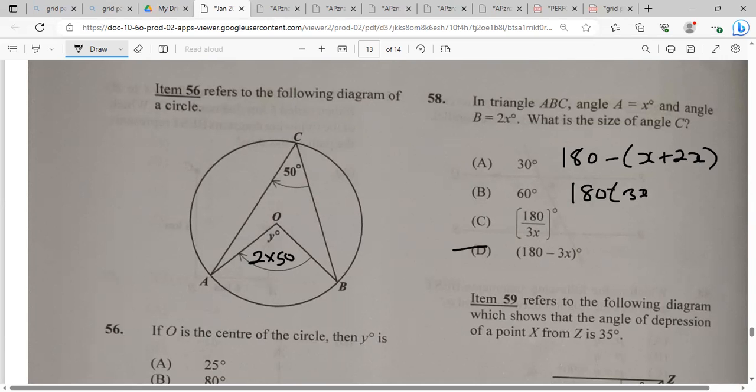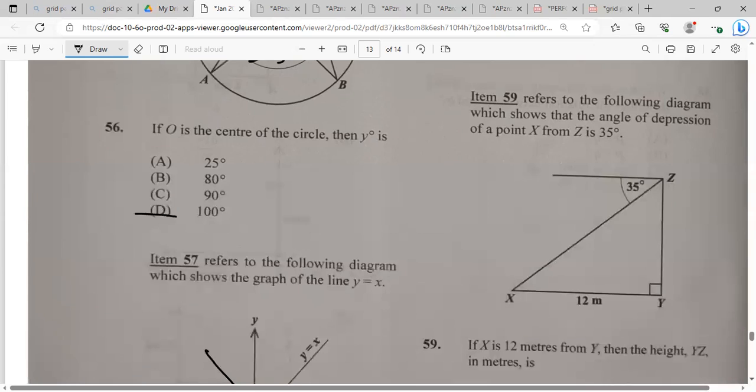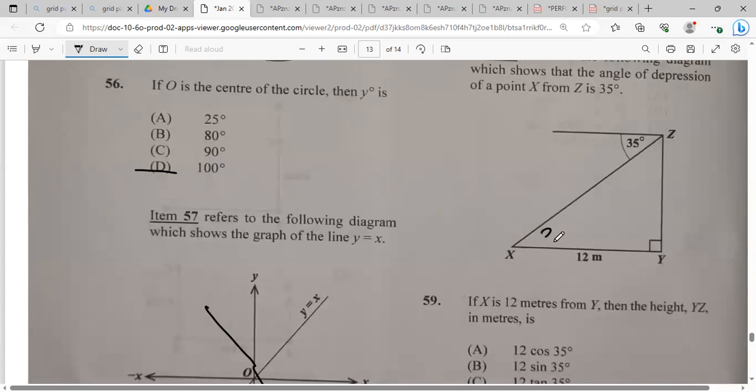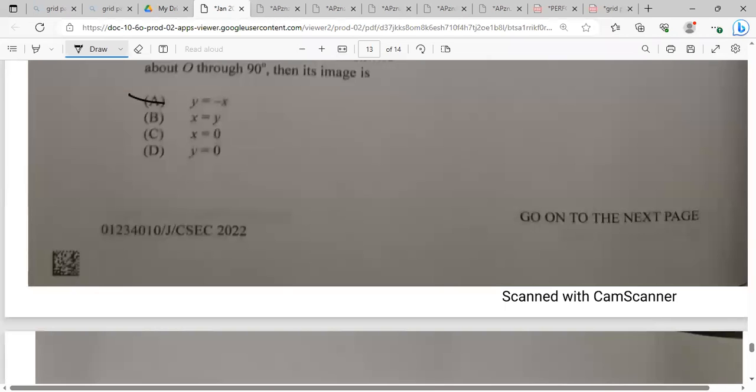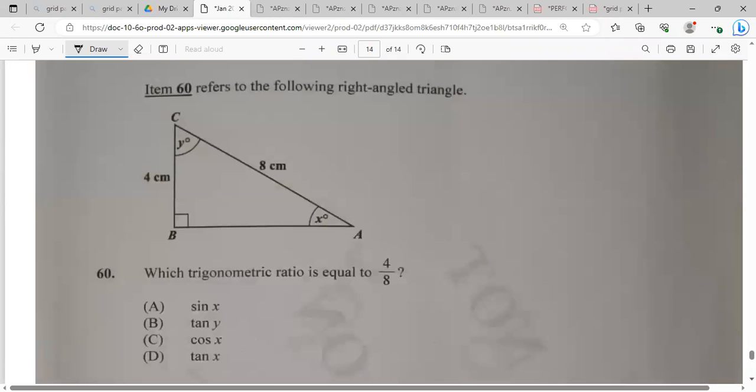And for 59, it says item 59 refers to the diagram below which shows the angle of elevation and depression of point X, which is 35. So it's also 35. And they want us to find this, so it will be opposite over adjacent, because the sides we're given are adjacent. So that will be tan, opposite over adjacent. Thank you guys for making it to the end. And for 60, which trigonometry ratio is equal to 4 over 8, and this is opposite over hypotenuse, which is sin.